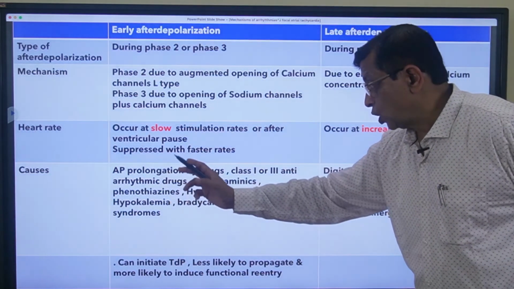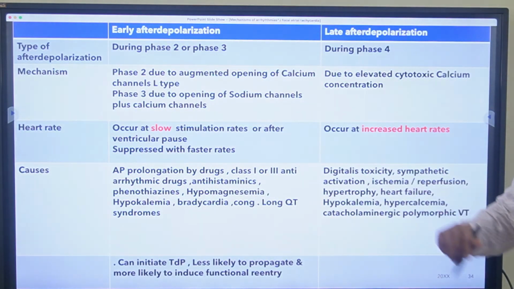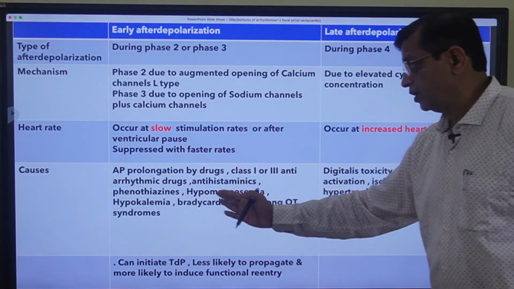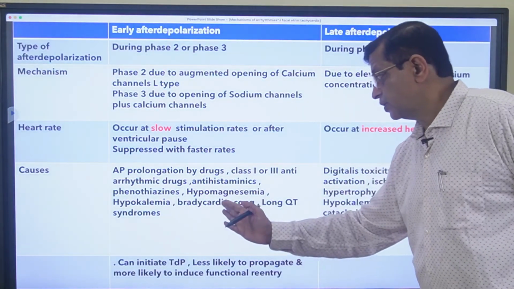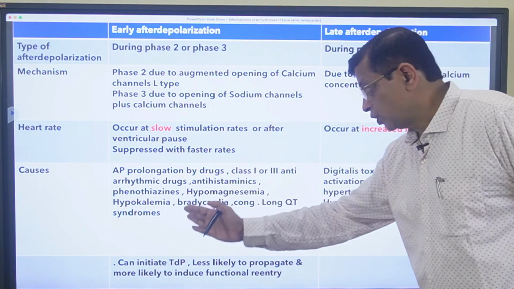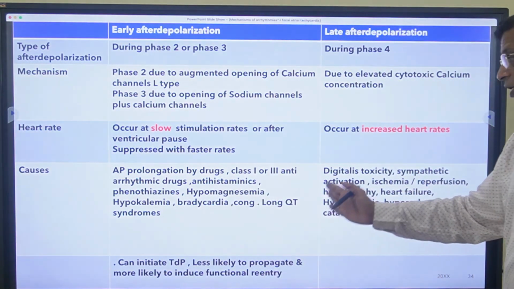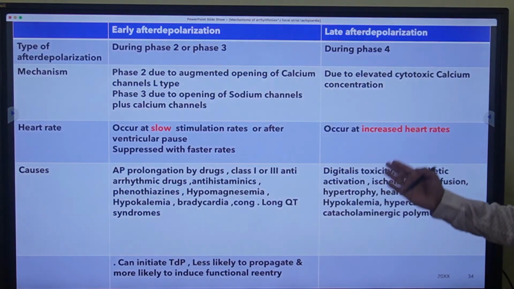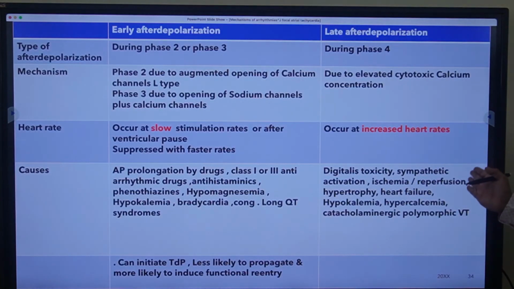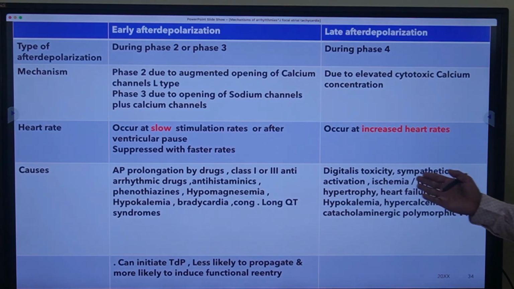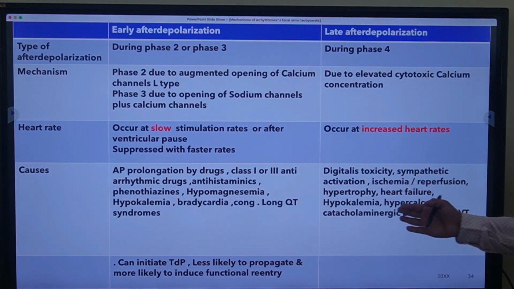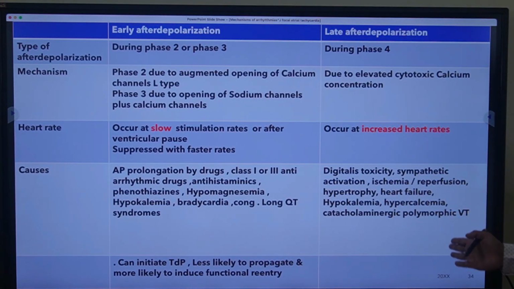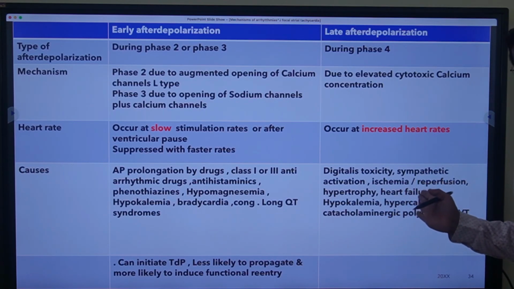For EAD, action potential prolongation drugs such as class 1 or class 3 antiarrhythmic drugs, antihistaminics, phenothiazines, some antibiotics, hypomagnesemia, hypokalemia, bradycardia, and congenital long QT syndromes are the causes. For DAD, digitalis toxicity, sympathetic activation, increased ischemia or reperfusion, hypertrophy, heart failure, hypokalemia, hypercalcemia, and catecholaminergic polymorphic VT could be the causes.